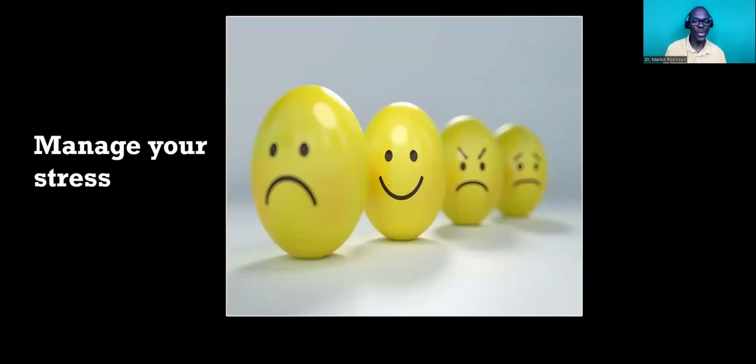Manage your stress. Helping our patients, team members, and their family members manage their stress can be helpful, because generally people abuse substances as a means of coping, but we know that that is not a good way to cope.